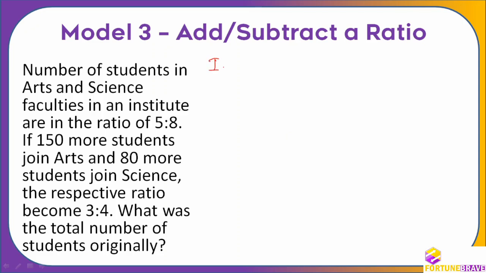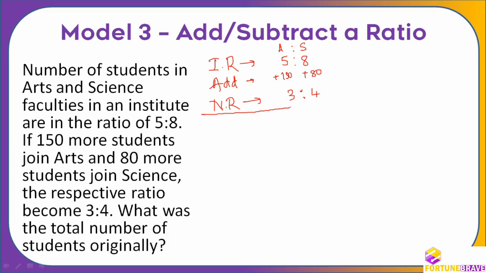Okay, now here you see initial ratio is how much? 5:8. This is arts and this is for science. What is added now? We are adding different numbers. So the feature will not work here. So we have to work with what we have to find out. And here how much is added? 80 has been added. Now what will the new ratio? The new ratio is equal to 3:4. Now whatever we have learnt till now will not work. We have to go through traditional method, and then we will devise a shortcut method for this as well.